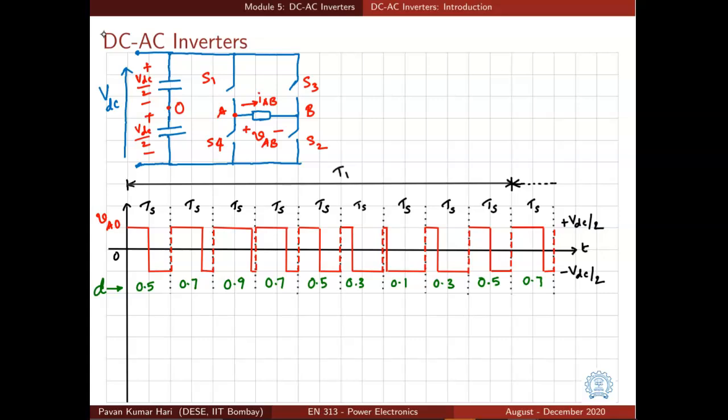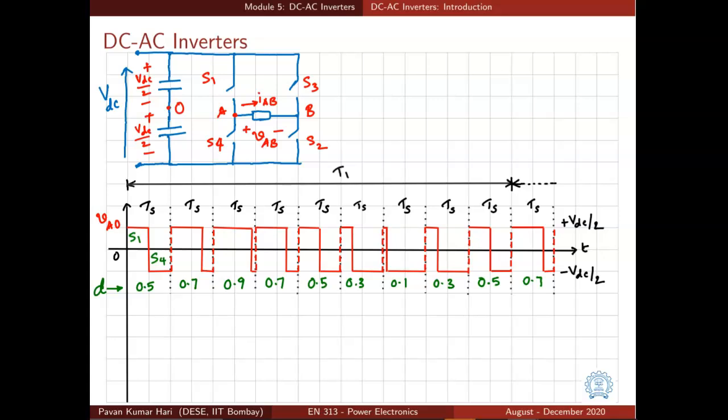Here in the very first interval of TS, the duty cycle is 0.5. That means S1 is turned on for some duration and S4 is turned on for the same duration. For half of the TS, S1 is turned on, and in the remaining half, S4 is turned on. In the subsequent interval of TS, our duty ratio is 0.7. That means S1 is turned on a little longer than before. In the next interval, S1 is turned on for an even longer interval. That is why the duty cycle is 0.9.